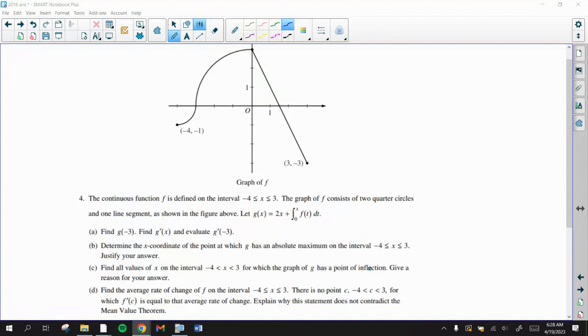Okay, so here's a good free response question. It's typical. You see a graph of F, and it looks like you're going to have to calculate areas at some point. And they're asking a lot about this function G, which is defined as F.